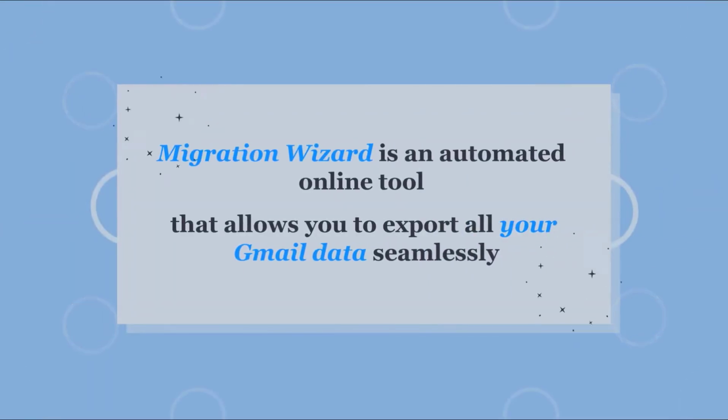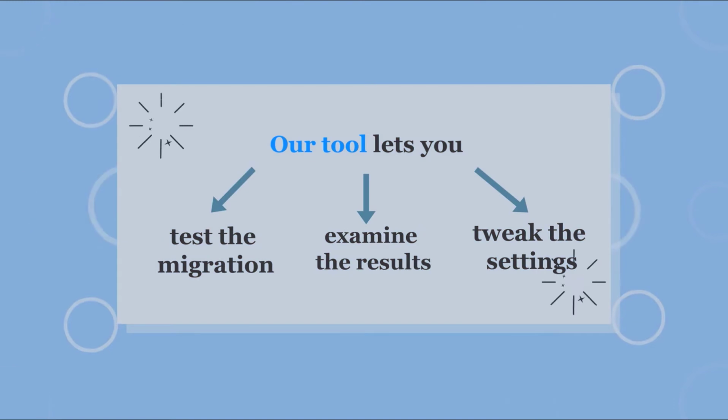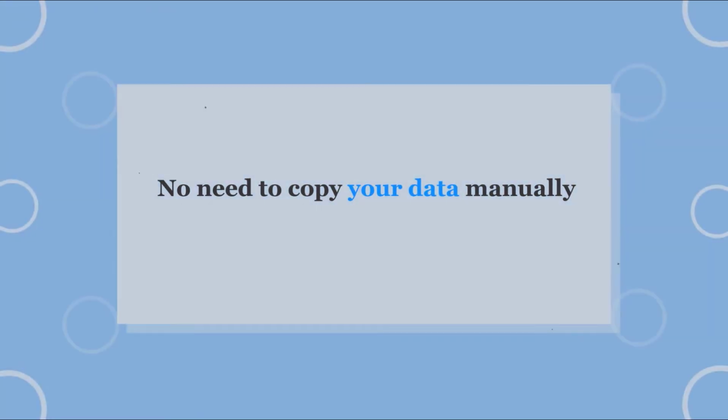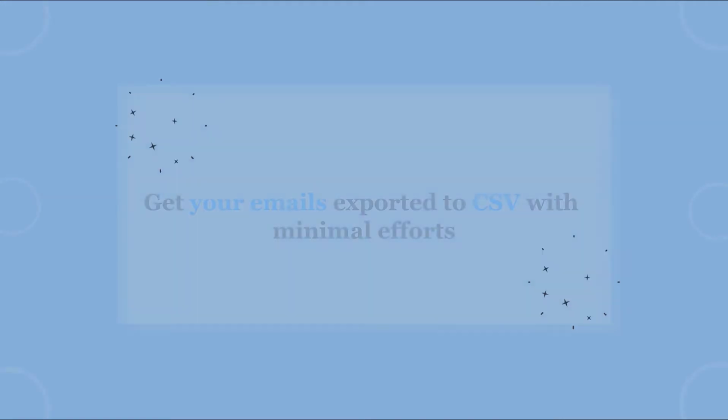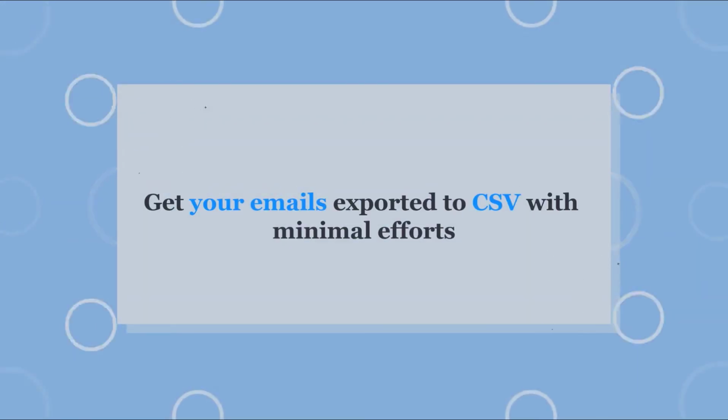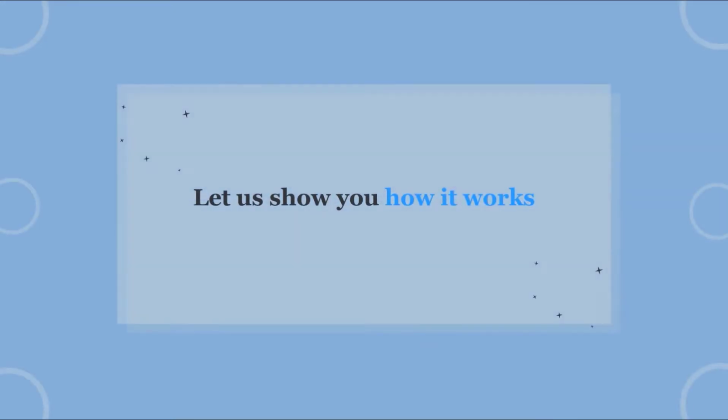Migration Wizard is an automated online tool that allows you to export all your Gmail data seamlessly. Our tool lets you test the migration, examine the results, and tweak the settings. No need to copy your data manually. Get your emails exported to CSV with minimal efforts. Let us show you how it works.